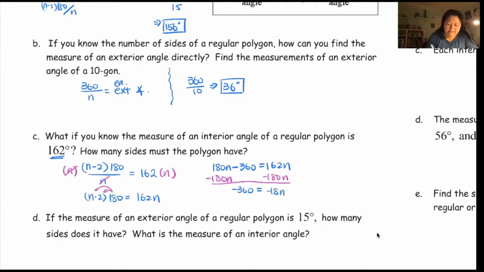So let's divide by 18 on both sides. And this n equals 20. So 20 sides. This is a, not an icosagon, I think. That's a 20-sided shape, all right?